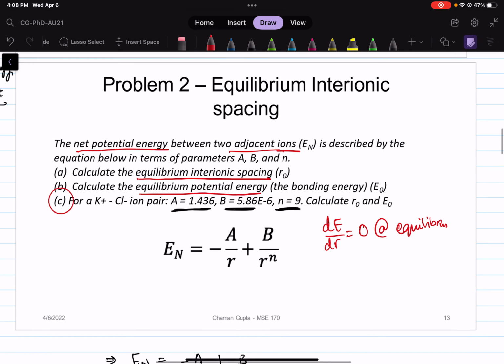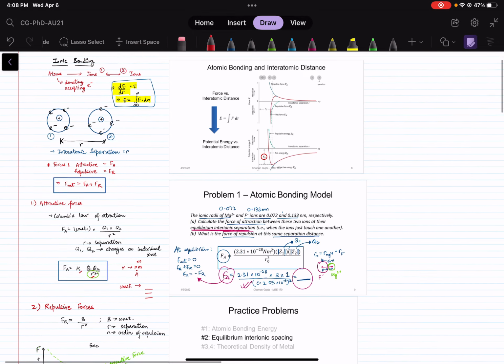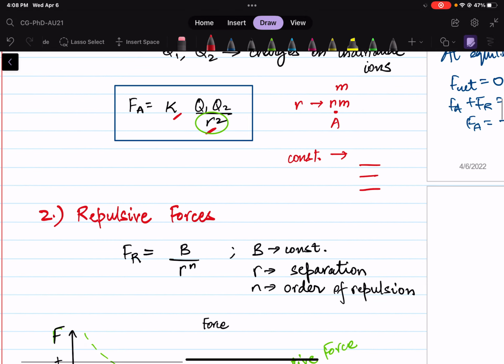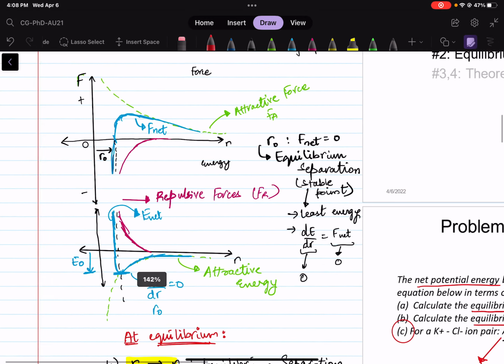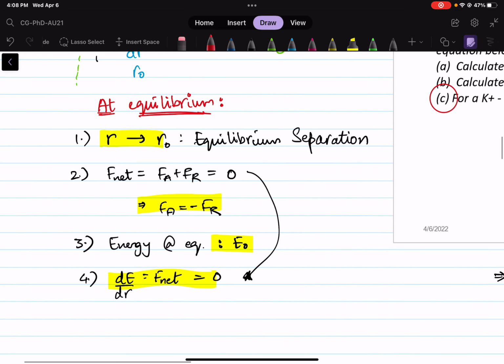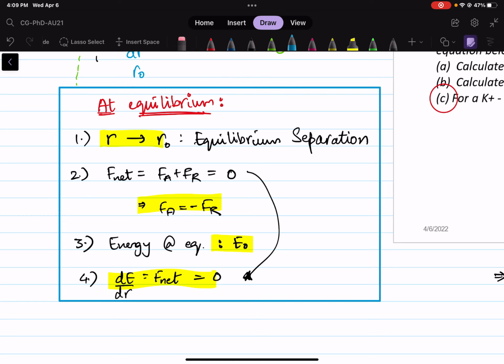And this is how you can solve this example question. And again, for part C, all you have to do is just plug these values into the general expression you found: A, B, and N. So this was a discussion on what ionic bonding looks like, how the attractive forces work, Coulomb's law of attraction, the repulsive forces, how to draw the plots of energy and force, and what happens at equilibrium. I would say this is a very crucial and very important part of this entire discussion. So keep a note of this if you can. Thank you.